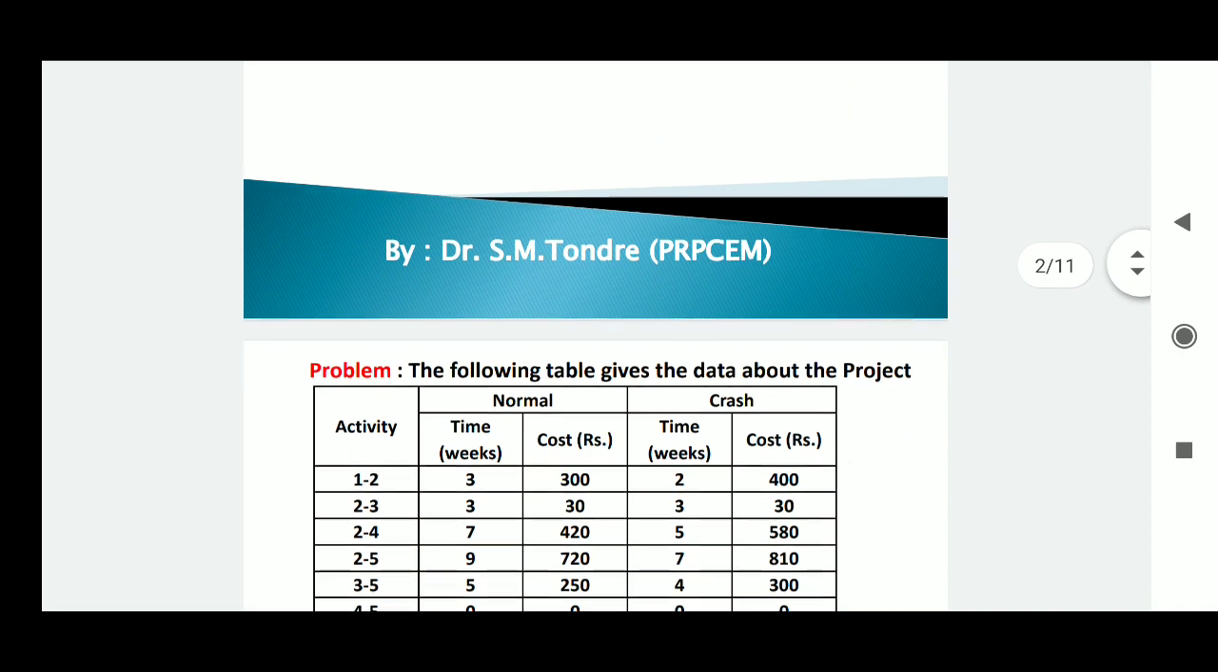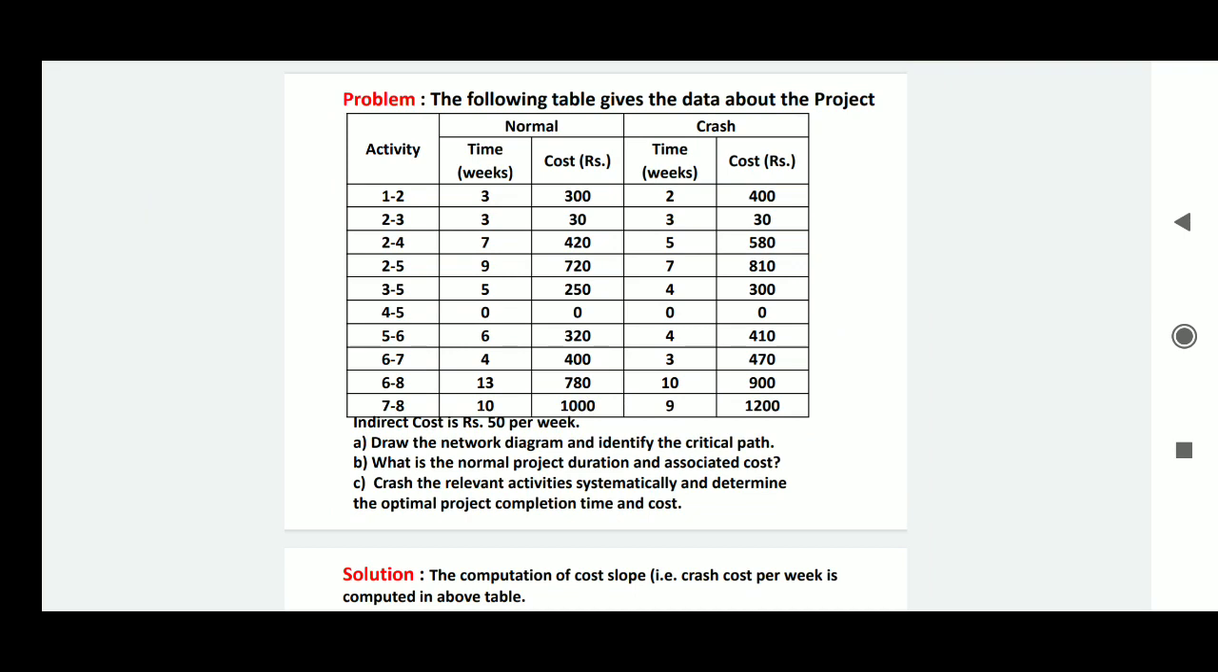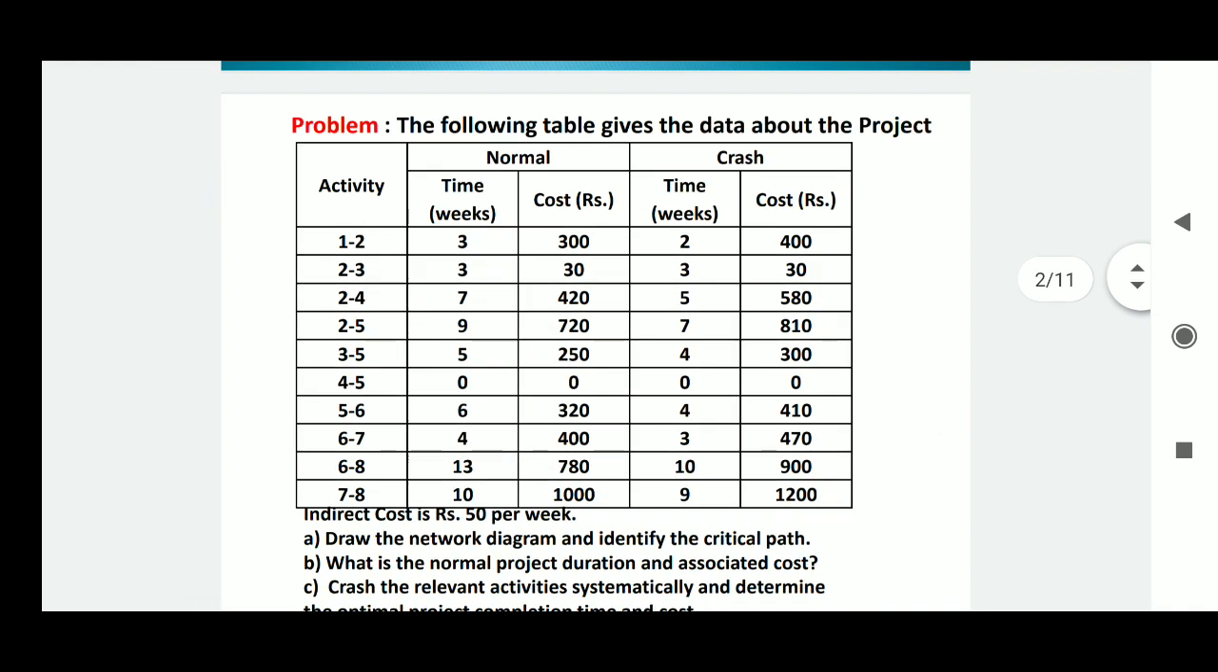Okay, now we will see the problem of the crashing. Here the activities are given, the normal duration of the project in weeks and the normal cost required for doing that project, then the crash timing and crash cost is given. From the table you can see that if the activity 1 2 is there, normally it requires 3 weeks, but by doing the crashing you can reduce that activity from 3 to 2 weeks, and normally for the 3 weeks the cost will be 300.